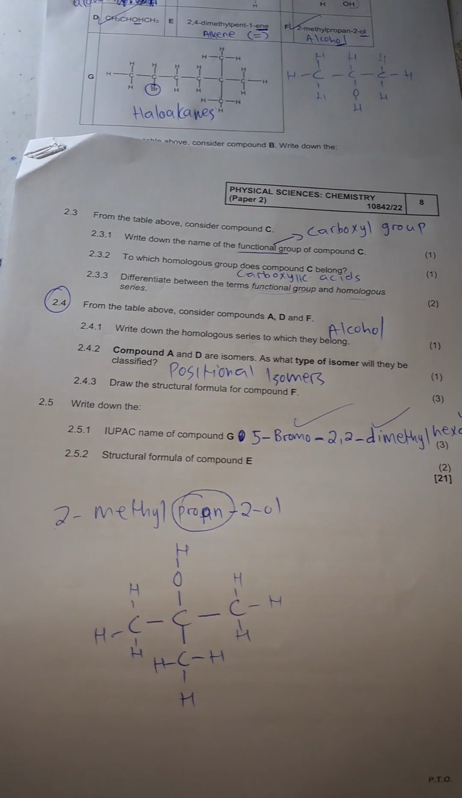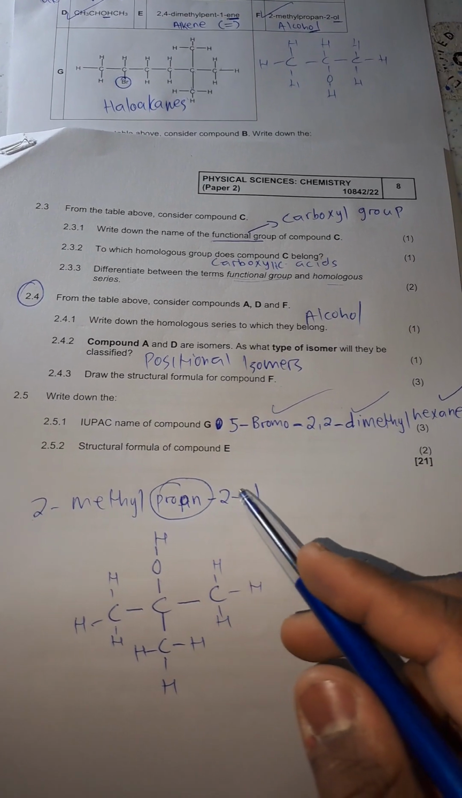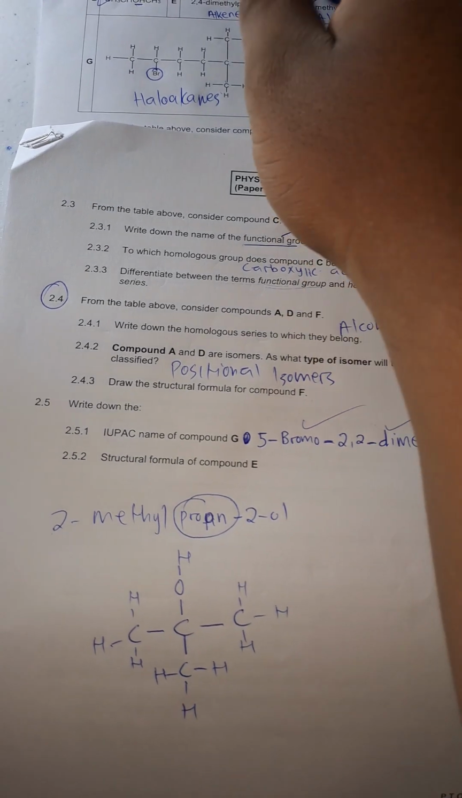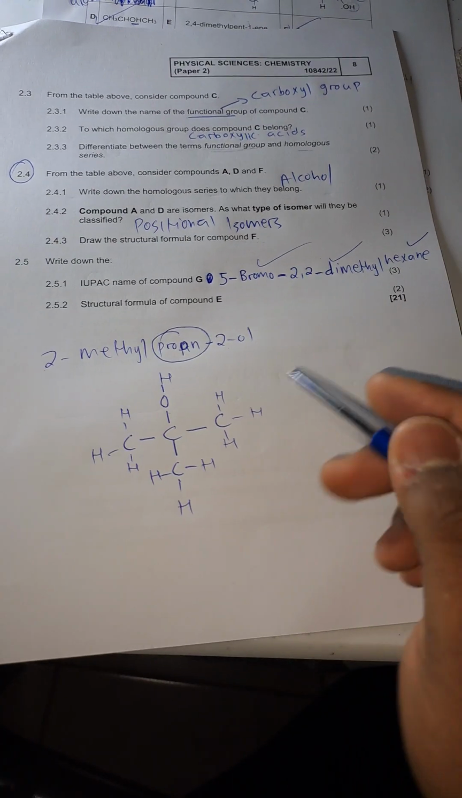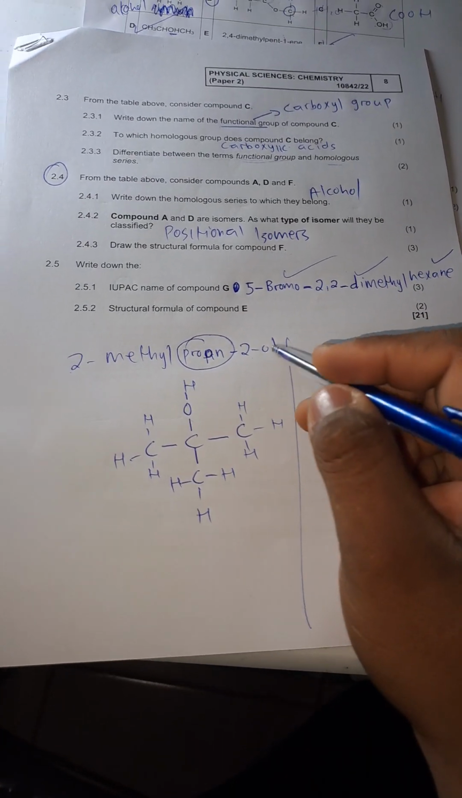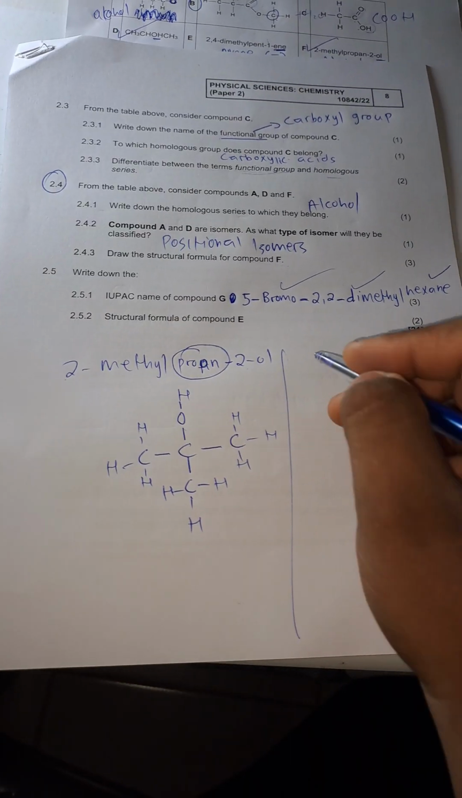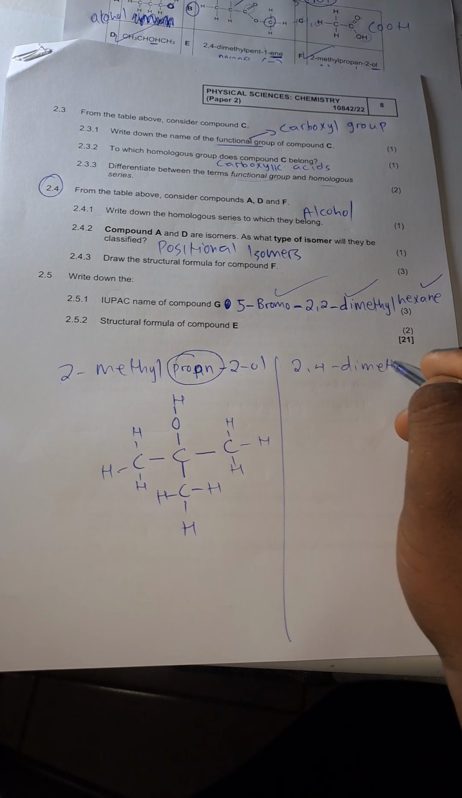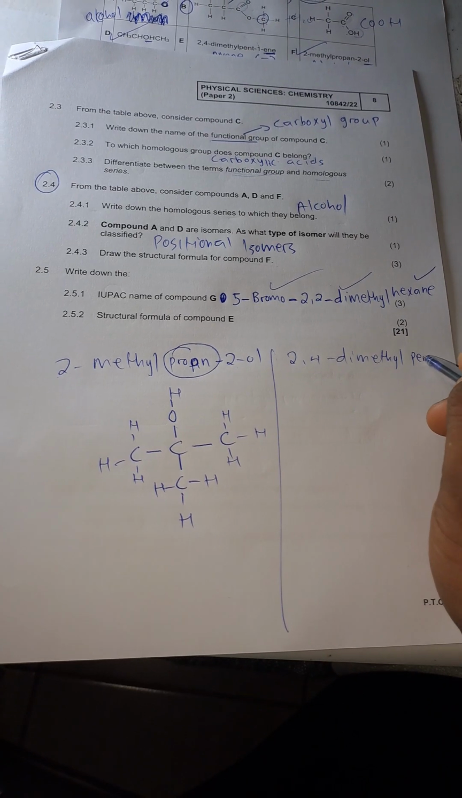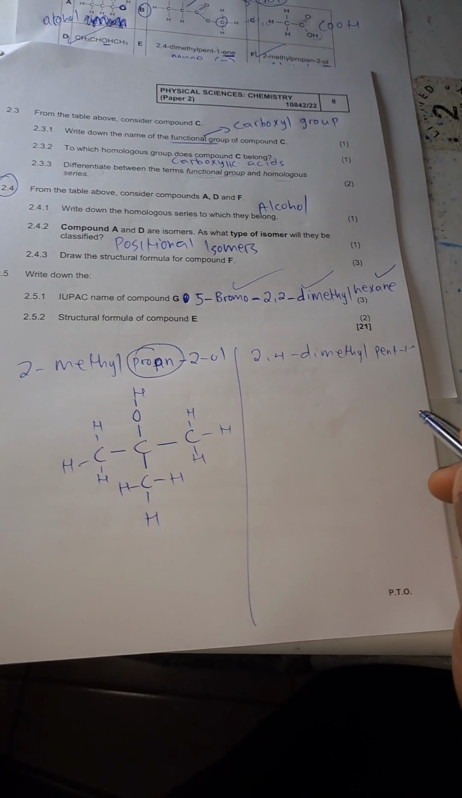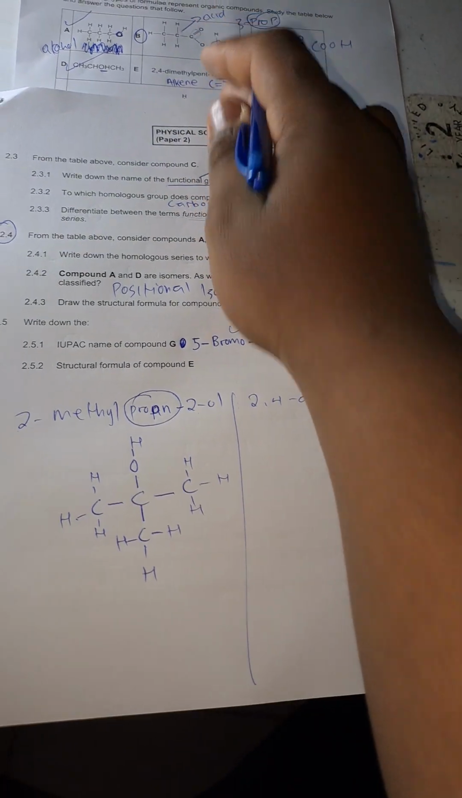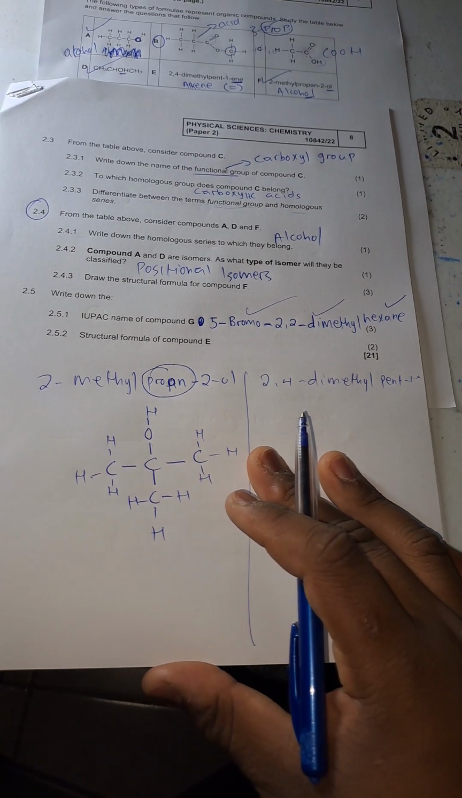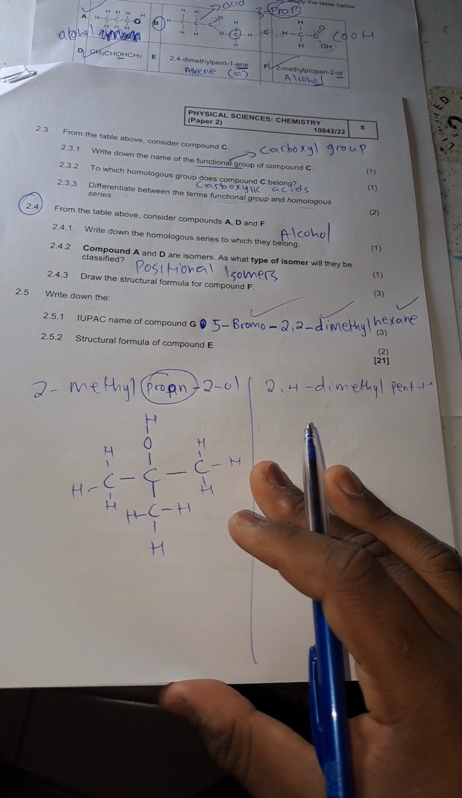Let's go to the last one. Structural formula of E. I'm going to put it here. Don't worry. Structural formula of E is 2,4-dimethylpent-1-ene. So now, since I said ene, it is an alkene, I must have a double bond there.